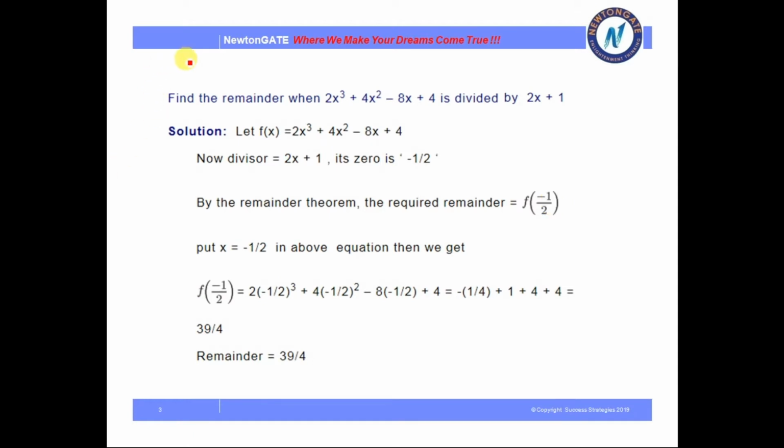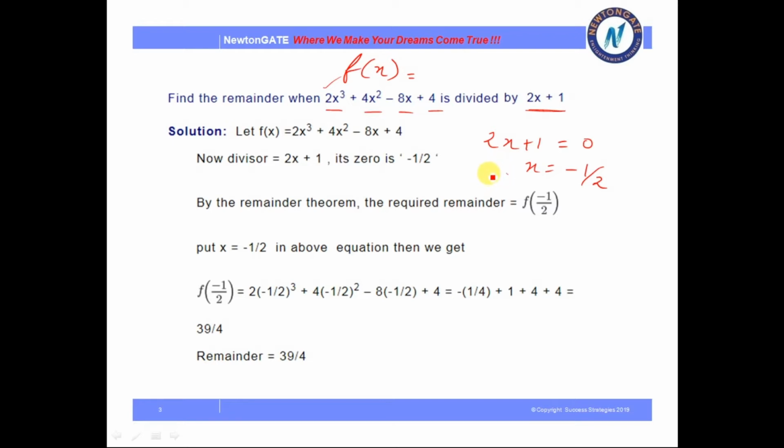Let's say we have a polynomial f of x equal to 2x cube plus 4x squared minus 8x plus 4, and it is divided by 2x plus 1. So our f of x is this and the divisor is 2x plus 1. What is the value of a? Setting the divisor to 0, 2x plus 1 is equal to 0, so x is equal to minus 1 by 2. So we found the value of a as minus 1 by 2.